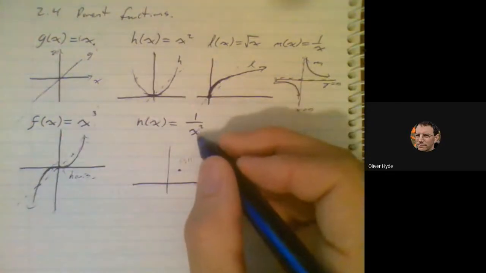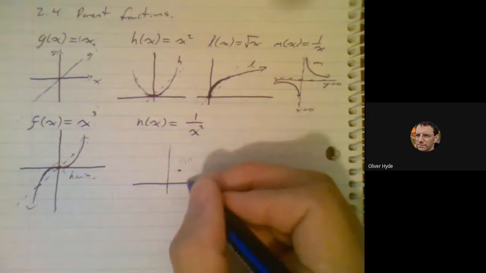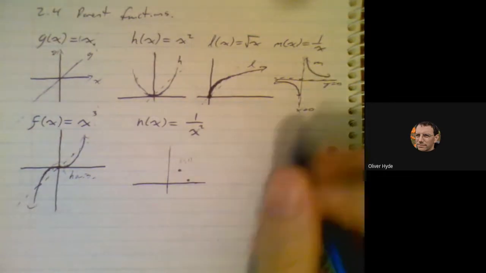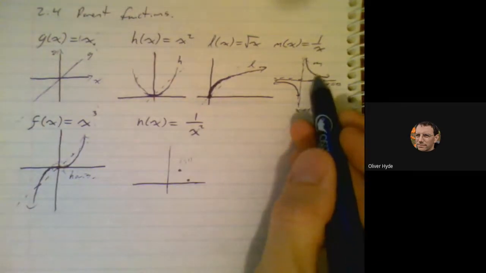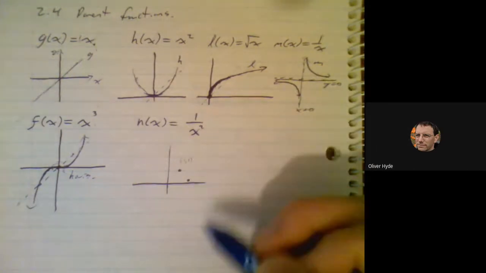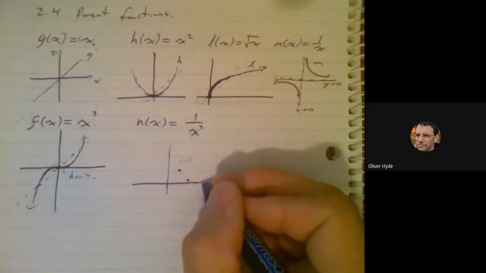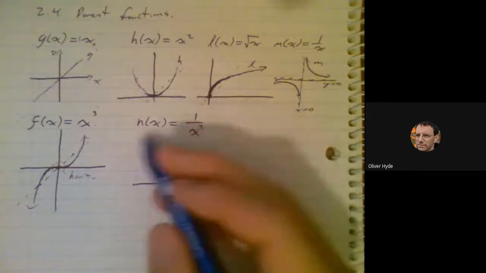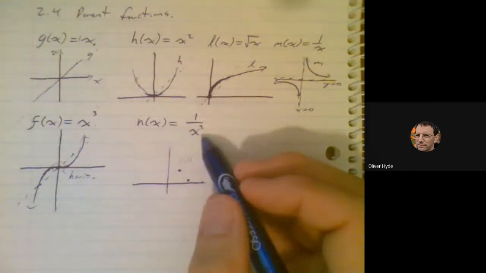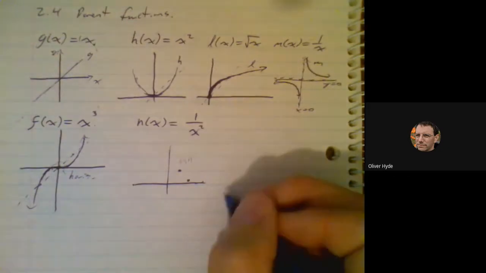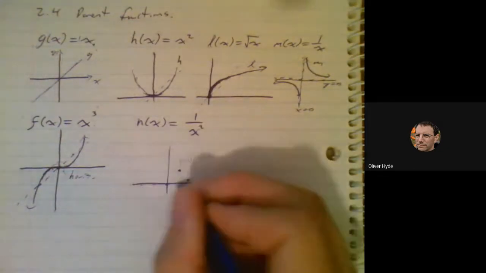N of 2. The square of 2 is 4. The reciprocal of 4 is 1/4. Here, an input of 2 gave me an output of 1/2. This is lower than that, closer to 0. Put in, I don't know, 4. N of 4. The square of 4 is 16. The reciprocal of 16 is 1/16. Substitute in 100. The square of 100 is 10,000. The reciprocal of 10,000 is 1/10,000th. So that sounds asymptotic.